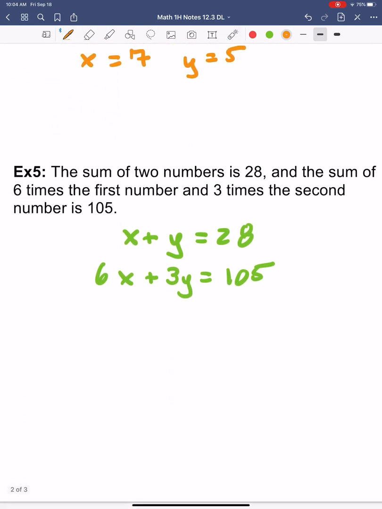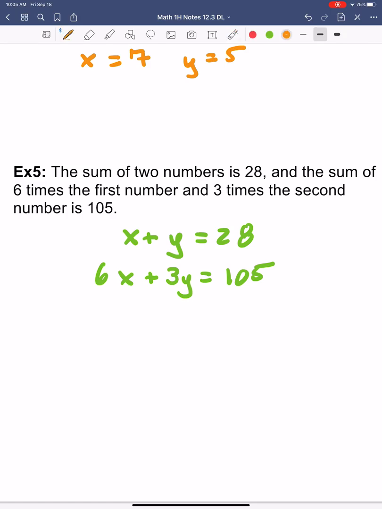All right, moving to example 5 here. It says the sum of two numbers is 28. So I've got that set up already. Okay, so x plus y is 28. The sum of 6 times the first number, so I have 6x, and 3 times the second number, 3y, is 105. So we've talked about this before, right? We have the sum. Okay, so that's why I have addition here. We have is. That's why I have equals here. Okay, and I've got my system all set up.